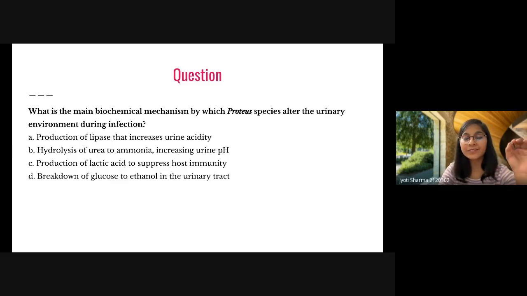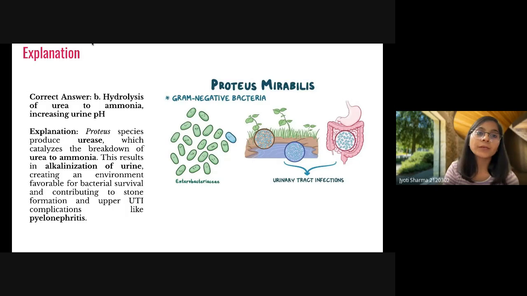And we already have seen in one of the schematic diagrams that the pH of the urine is also one of the defense systems of our body to protect us from bacterial infection. And if some species is altering the pH of your urine, it means this can give you the infection, right? So B is the right answer. Hydrolysis of urea to ammonia, increasing urine pH. And just see here the explanation.